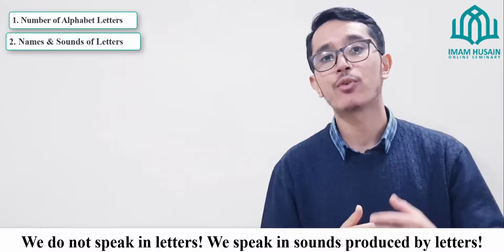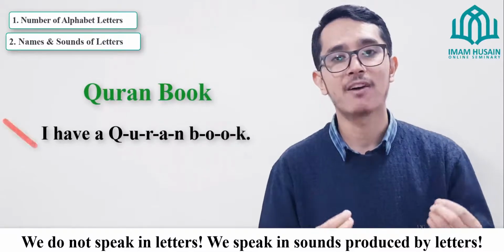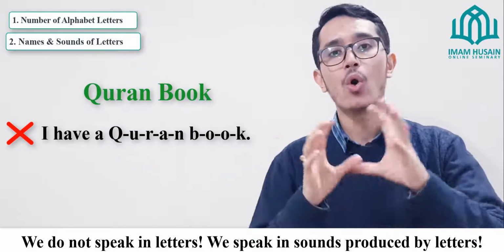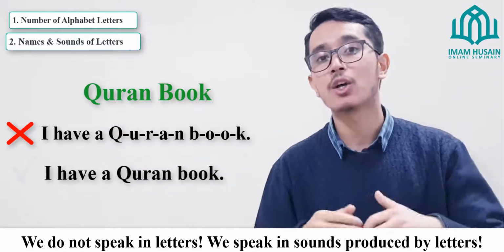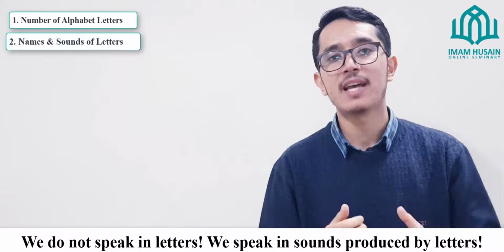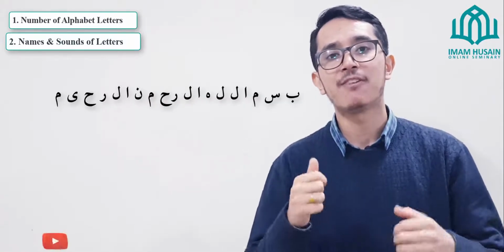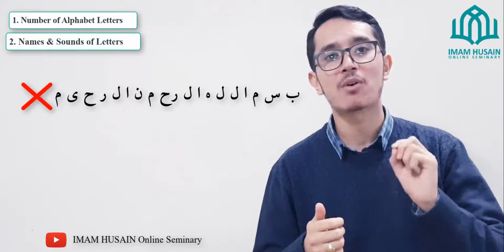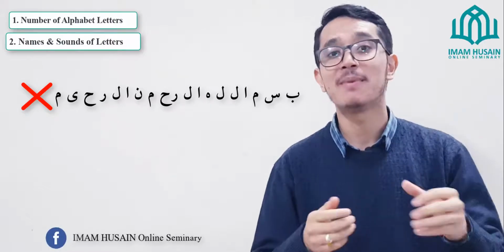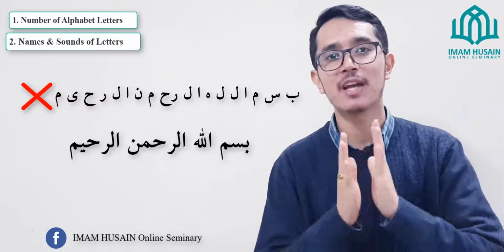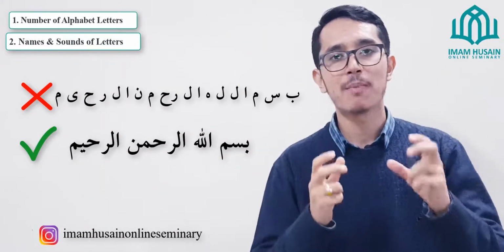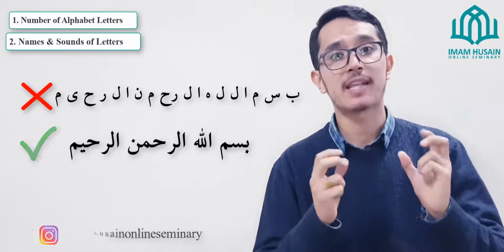For example, in English, for the phrase Quran book, we do not say the letter names. Instead, we put all the sounds of the letters together and say I have a Quran book, all right? Likewise, in Arabic, we do not say ba, sin, mim, alif, lam, ha, alif, lam, ra, ha, mim, nun, alif, lam, ra, ha, ya, mim. Instead, we put all the sounds of these letters together and say Bismillahir Rahmanir Rahim. So it is very important to pay close attention to the sounds produced by these letters.